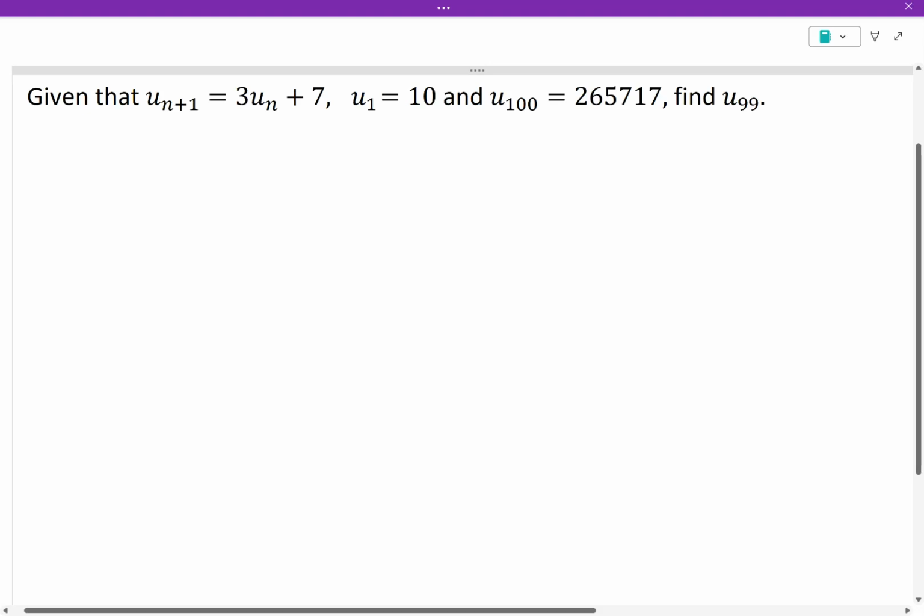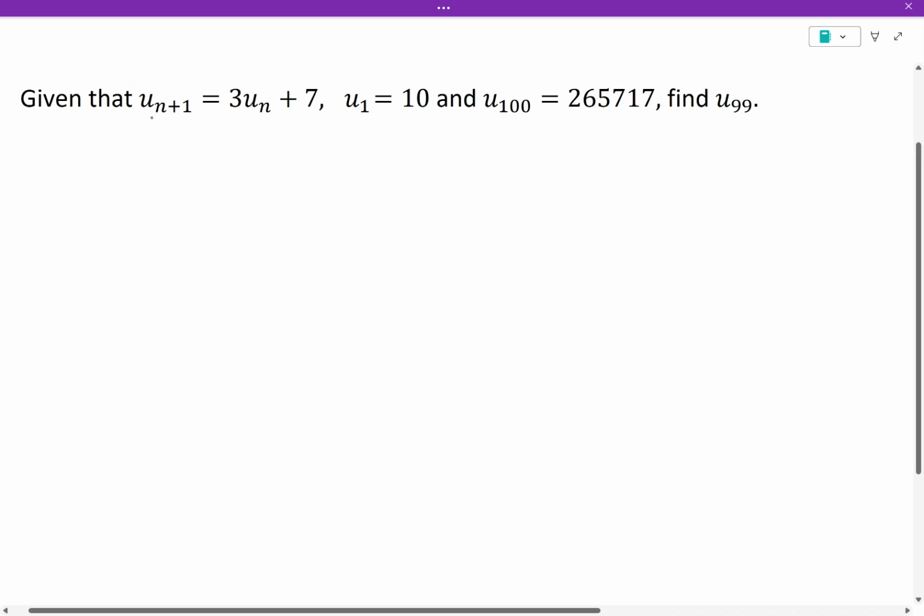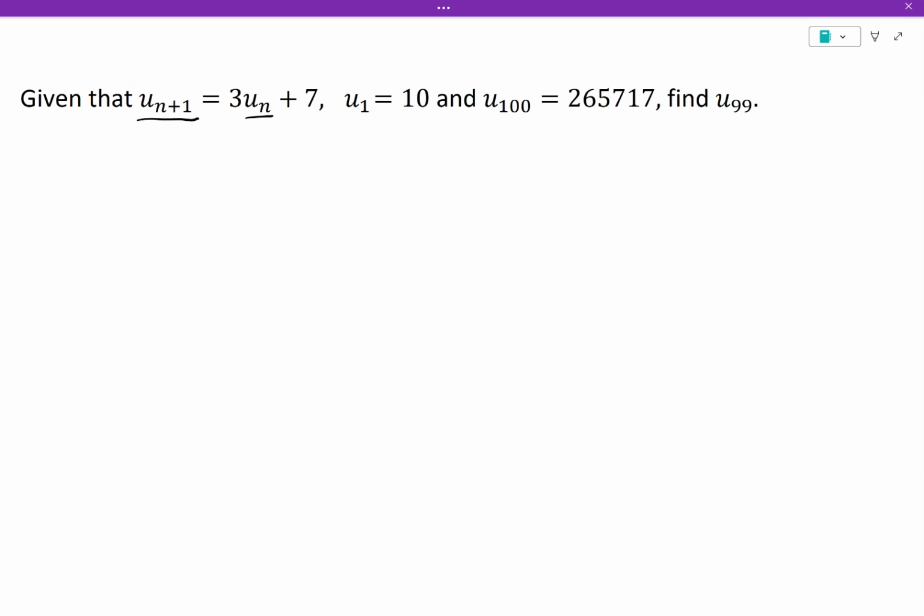In this video, we're going to look at how we can use a recurrence relation in reverse. So we're given our recurrence relation here, which is linking un plus 1 and un. Okay, so it's the first order ones. They have a difference of 1 in the subscripts. Now we're given the first term in the sequence here.